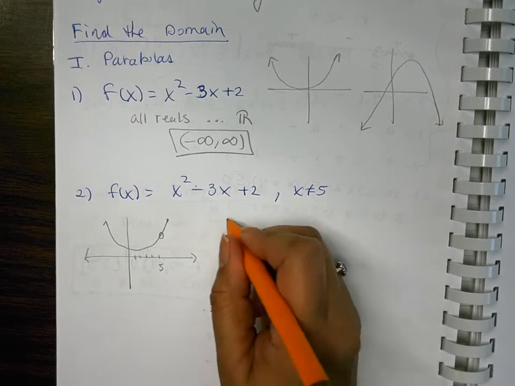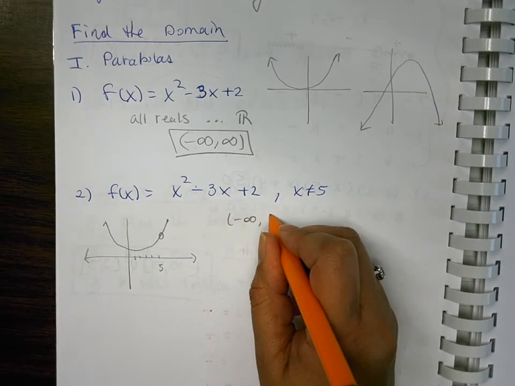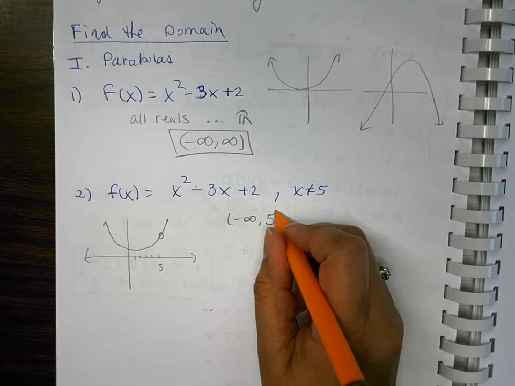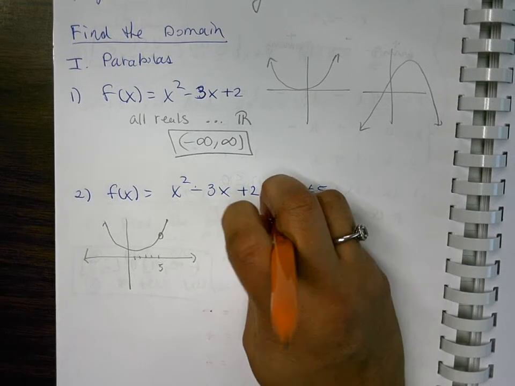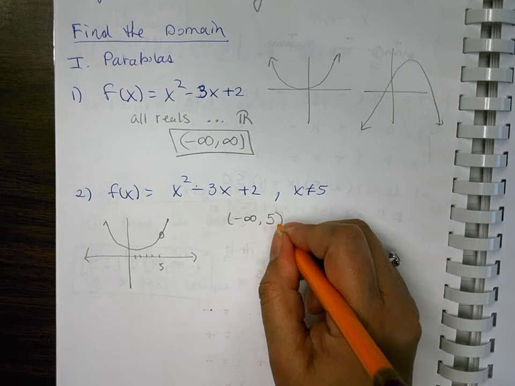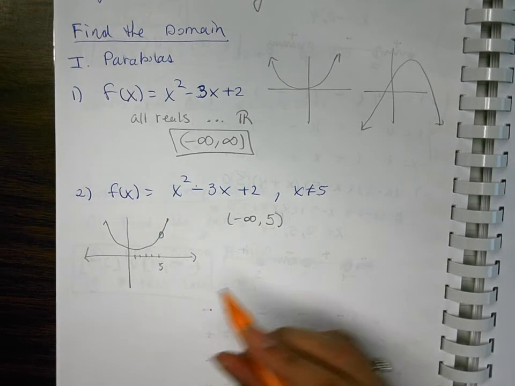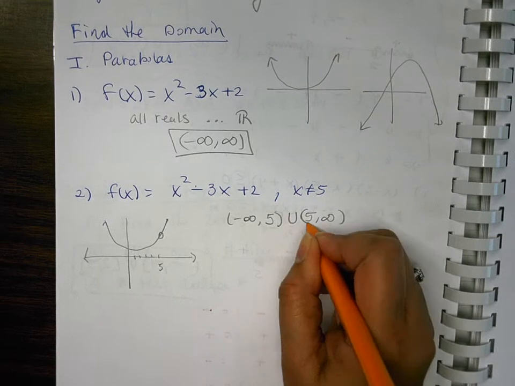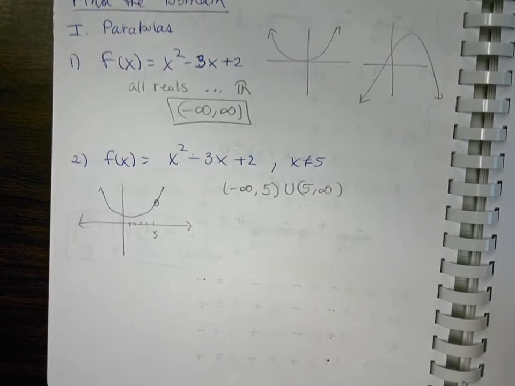Parentheses, and then the 5 in a bracket? No. And then what comes after? Union? 5 to infinity. All right, now it took us a while to get there, so I'm just going to review really quick.